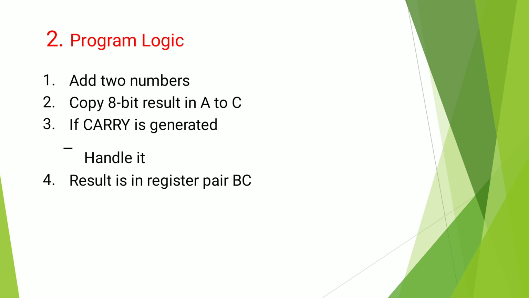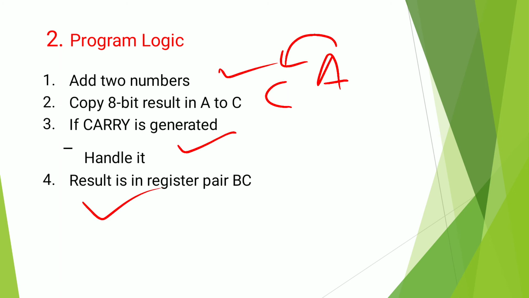Second one is program logic. Add 2 numbers, copy the 8-bit result, stored into the register C. If carry is generated, then it is stored into another register. Result is in a register pair.